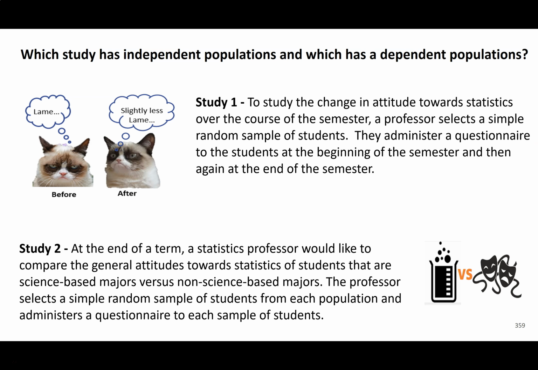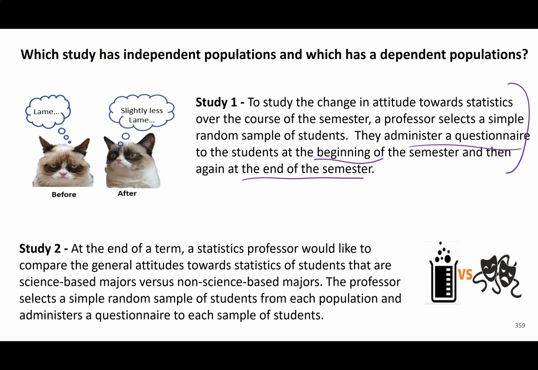Okay, so in study 1, because apparently we're very fixated on attitudes towards statistics and feel that we can capture this in a survey, because okay, sure. So we want to look at a particular professor. They want to look at the change in attitude towards stats over the course of a semester. So the professor takes a simple random sample of the students in their classes. They give a questionnaire to the students at the beginning of the semester, and then they track down the same students and give them the same questionnaire at the end of the semester.